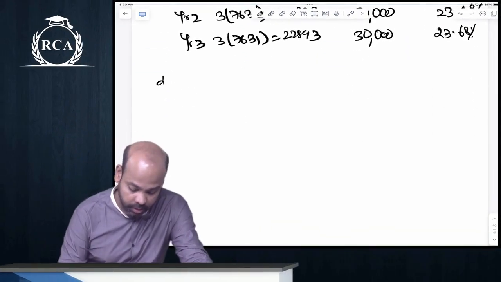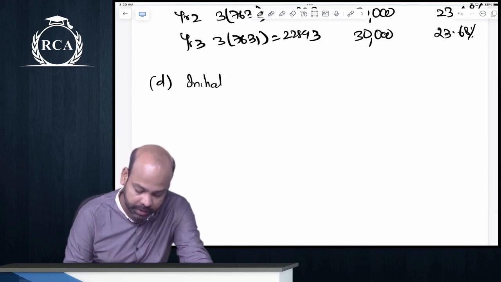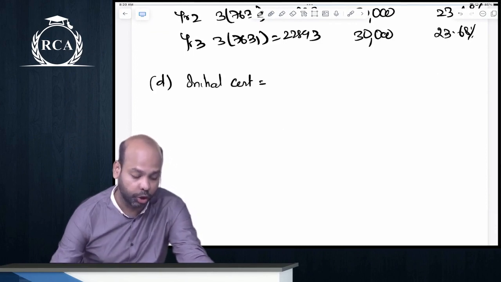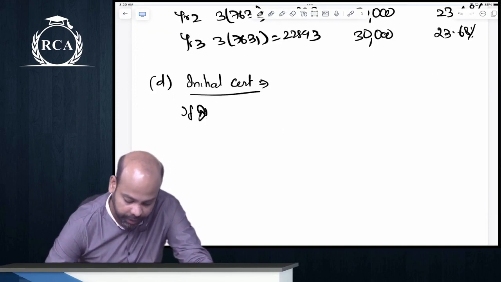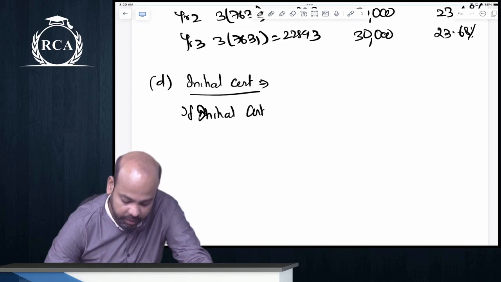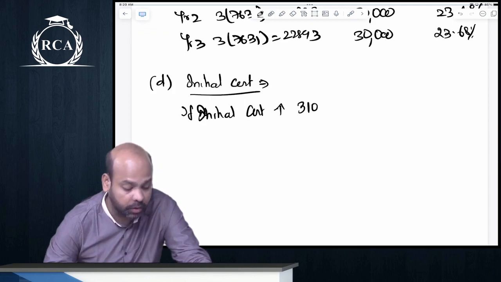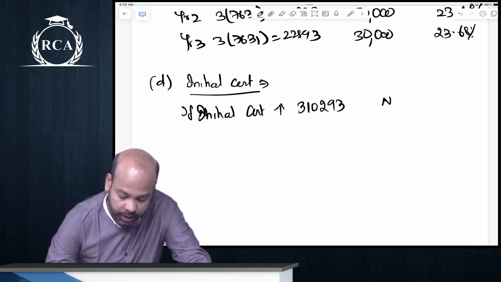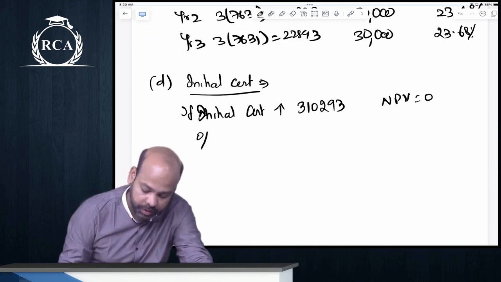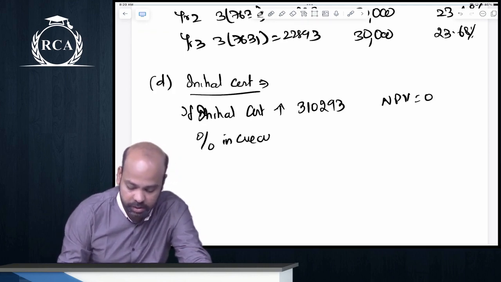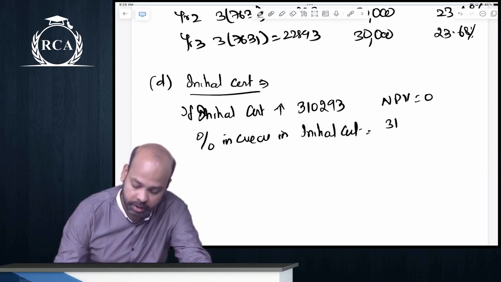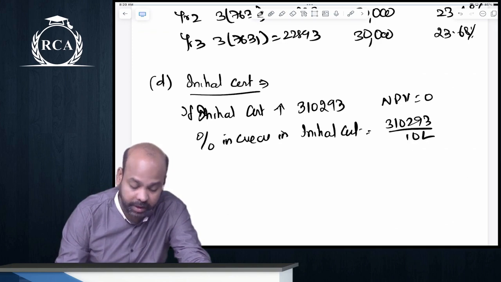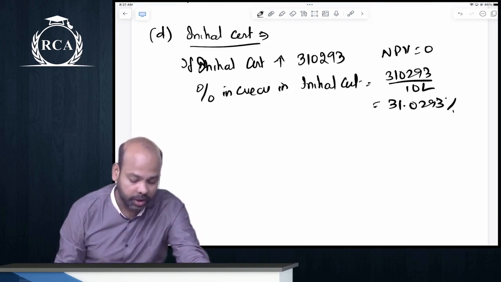Yes beta. Initial cost is done, guys, for everyone. For initial cost, what are we going to write? If initial cost increases by how much, guys? 3,10,293. NPV will become 0. Therefore, percentage increase in initial cost, beta, is how much? You will write 3,10,293 divided by the existing 10 lakhs, which is 31.0293%. That is initial cost done, beta.